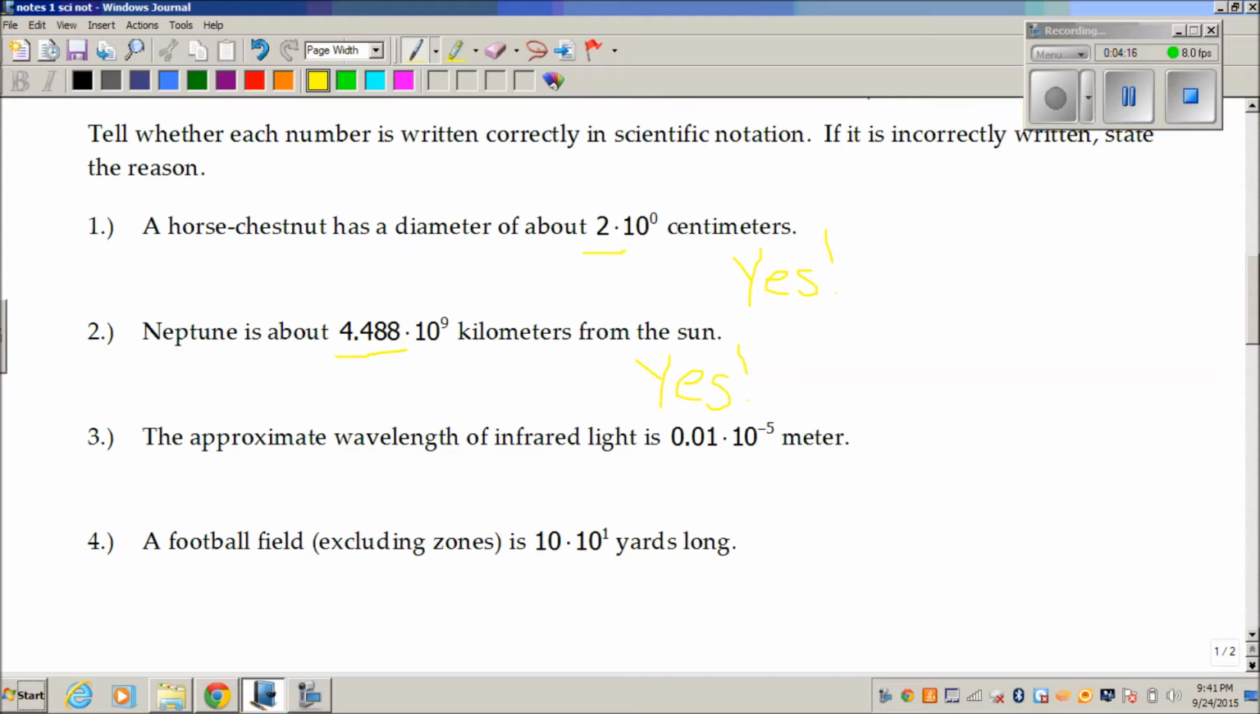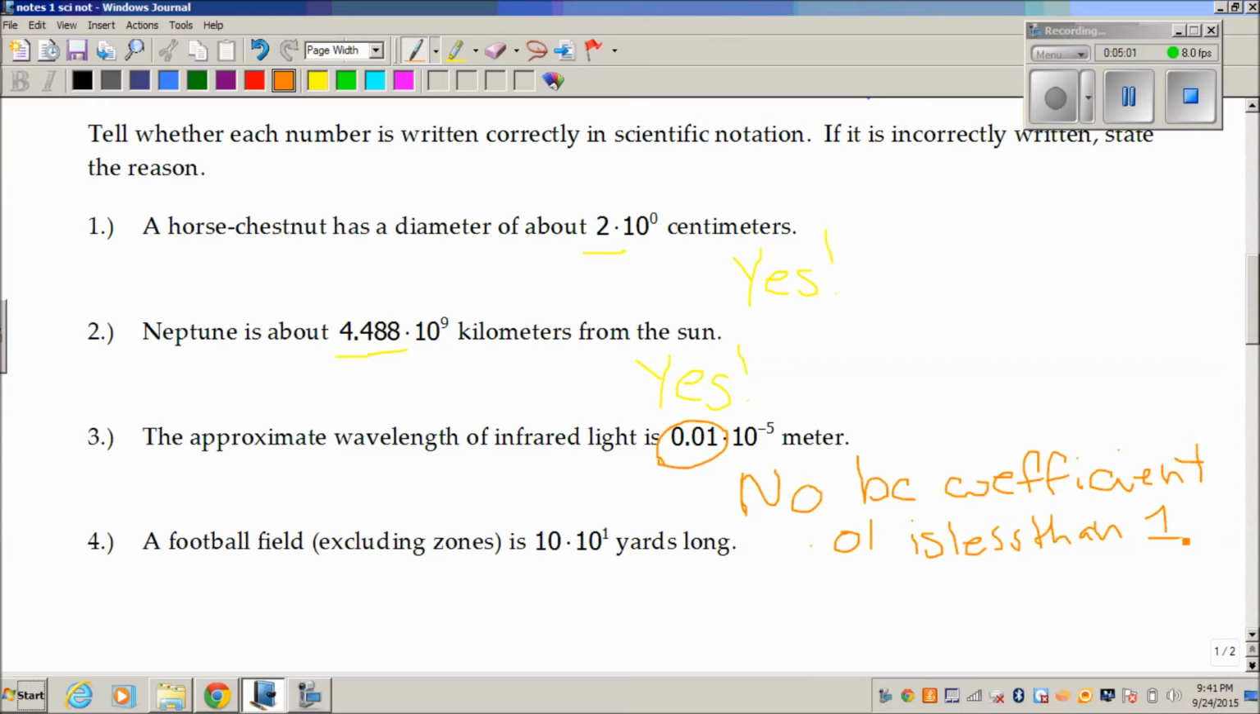Number 3, the approximate wavelength of infrared light is 0.01 times 10 to the negative 5 meter. Well, this is a very, very small number because the exponent is negative. But I'm looking at the coefficient, and I see the coefficient 0.01 is less than 1. So no, this is not correct. And the reason it's not correct is because the coefficient, which in this case is 0.01, is less than 1. So that means it's not in scientific notation.